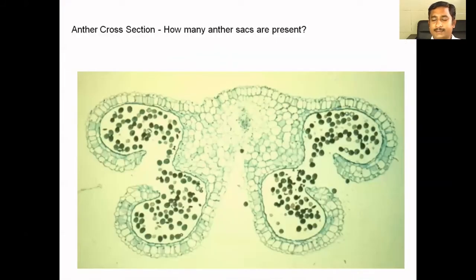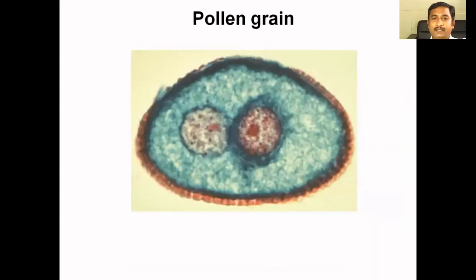And this is how a cross section of an anther looks like. And then this is the epidermis. There are mesophyll cells, they are protective ones, and there is a vein. This is a pollen grain. See, this is a pollen grain, and the pollen grain has a protective outer layer that protects the inside. This is called the pollen wall.